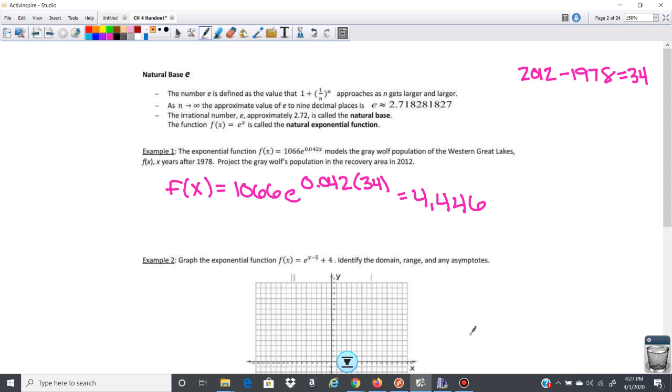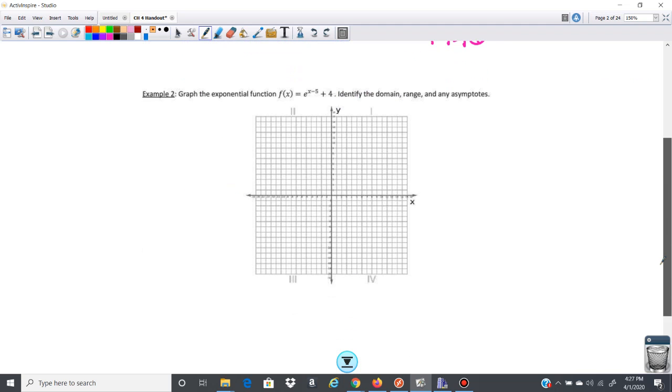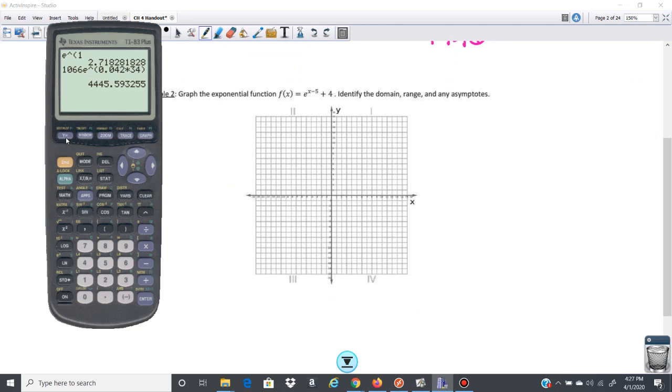Okay, but any test question or homework question should tell you where to round. Okay, and then let's look at what the exponential graph of our e function looks like. So you're going to put that in your calculator just like that. So y equals, we'll clear this.